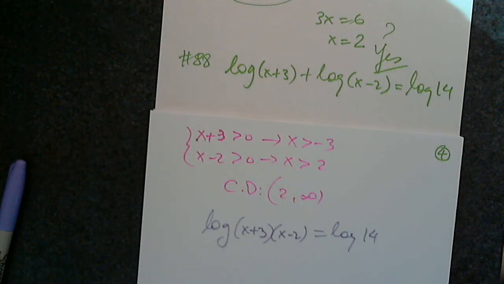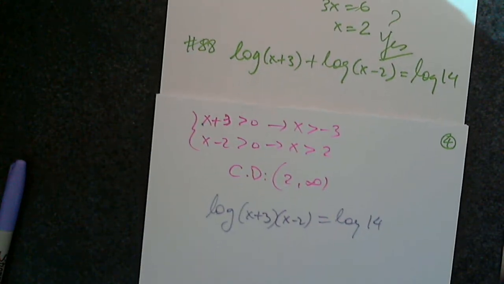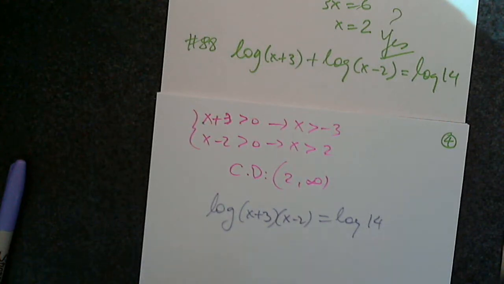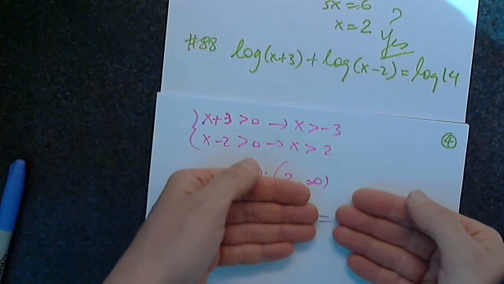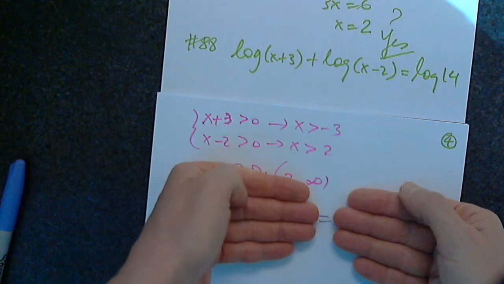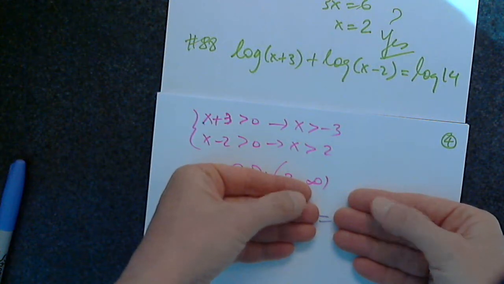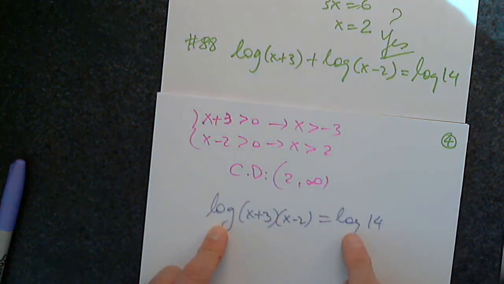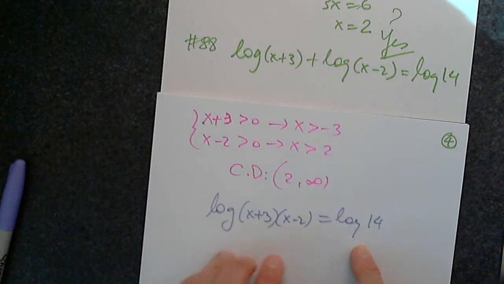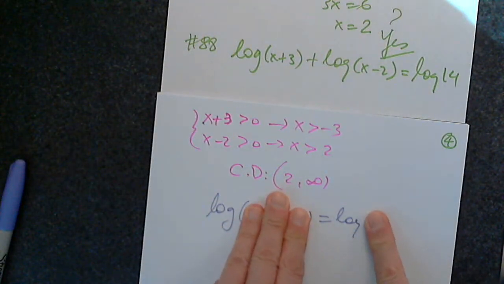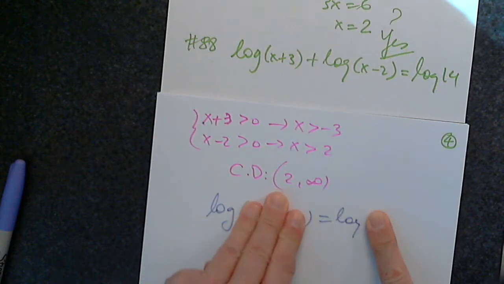So now here's my next step. I do not need to change this. It is a number, but it's already log of 14. So here's my thought: this side equals this side, and they have the same log and the same base. What has to happen to these two quantities for log of this to equal log of this?